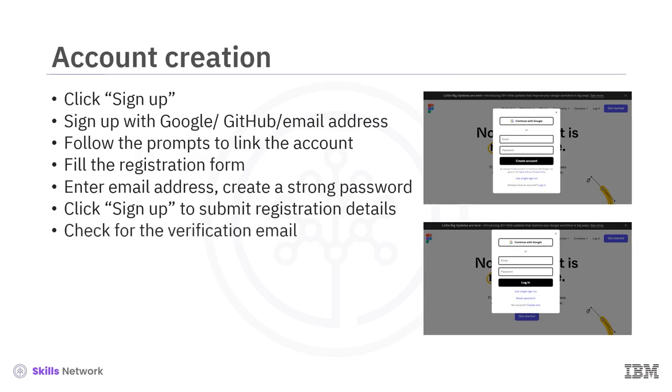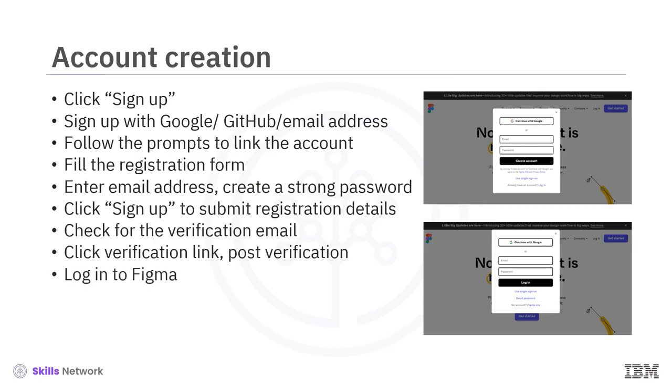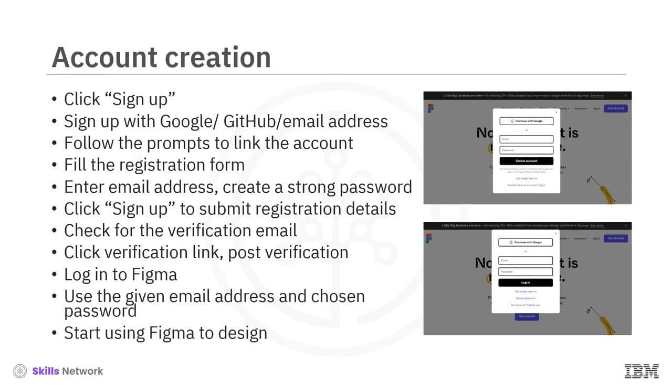Figma sends a verification email to the email address provided. Open the email and click on the verification link to activate the account. After verifying the account, log into Figma with the given email address and chosen password. Once logged in, use Figma to create, collaborate, and share designs with others.